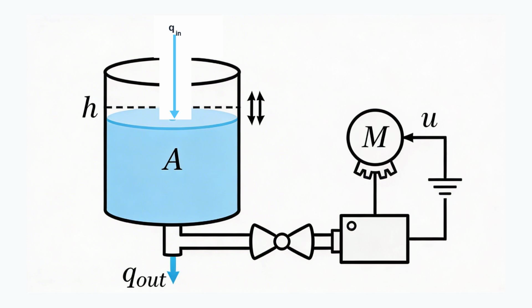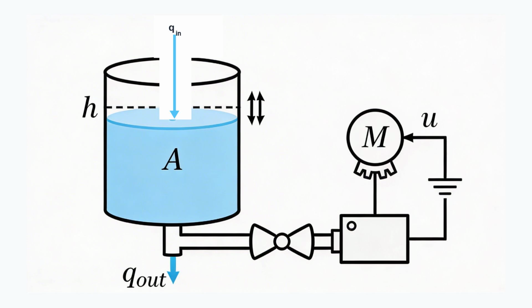Here is the problem. We have a cylindrical tank with surface area A filled with water to a height h. A motor controlled by voltage U turns a valve through a gearbox. The valve controls the outflow. The goal? We want to control the water level h. The inflow Q in is a disturbance we cannot control.